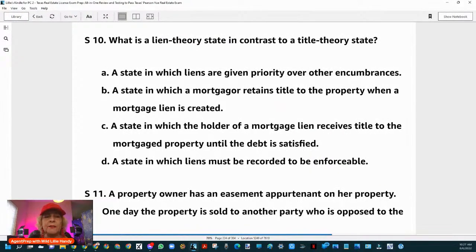What is a lien theory state in contrast to a title theory state? So a lien theory versus title theory state. A, a state in which liens are given priority over other encumbrances. B, a state in which a mortgagor retains title to the property when a mortgage lien is created. C, a state in which the holder of a mortgage lien receives title to the mortgage property until the debt is satisfied. Or D, a state in which liens must be recorded to be enforceable.